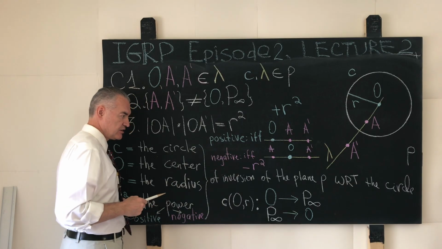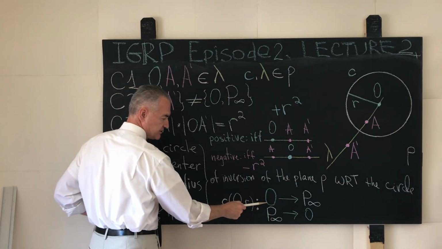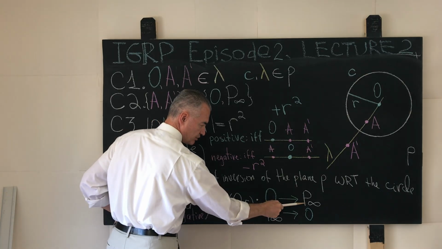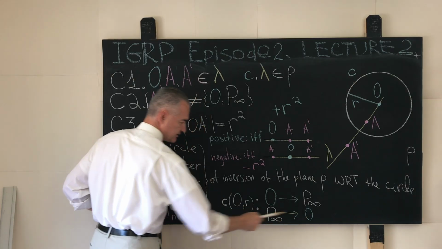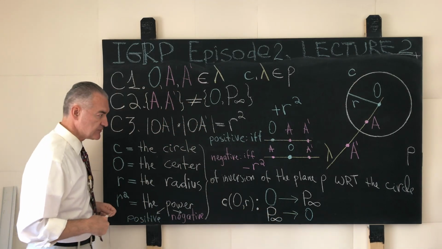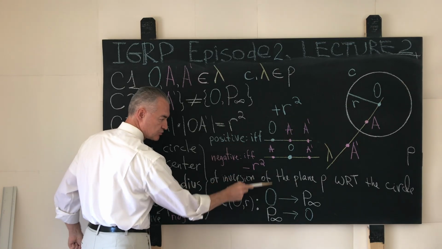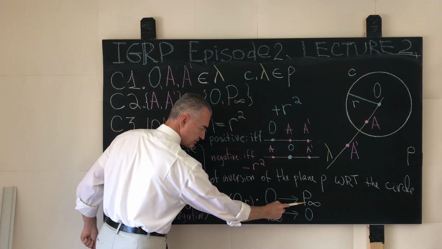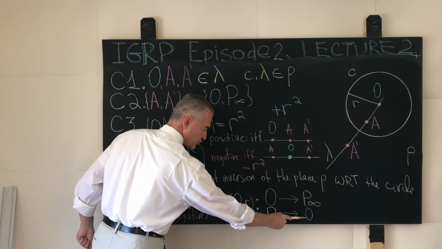and not be pedantic any further, if the power of inversion is positive, then the center of inversion is taken into the point at infinity, and conversely, the point at infinity is taken into the center of inversion. Likewise, if the power of inversion is negative, then still the center of inversion is taken into the point at infinity, and the point at infinity is taken into the center of inversion.